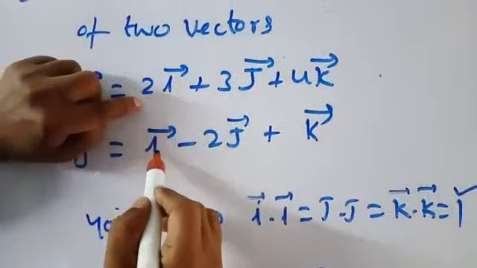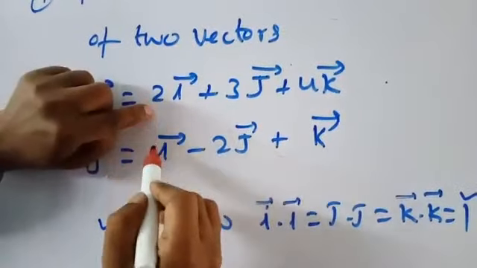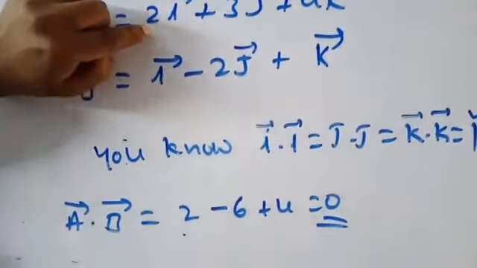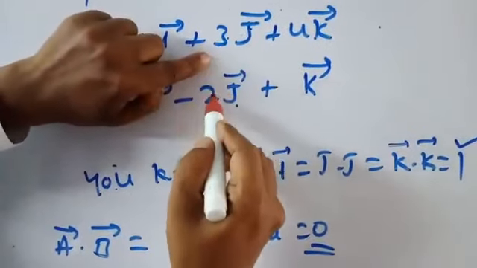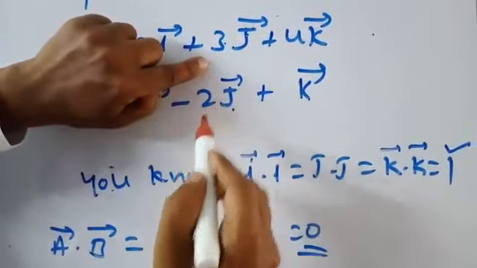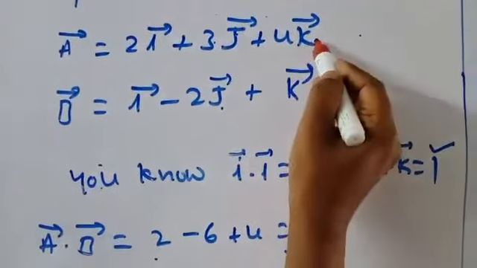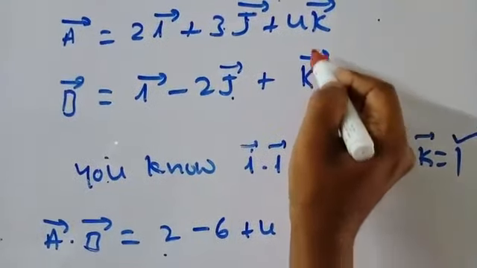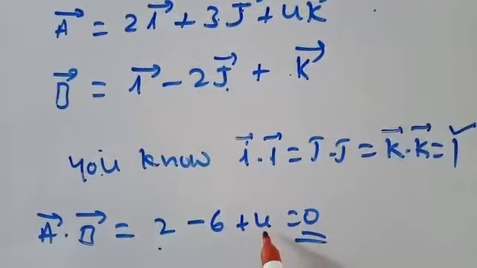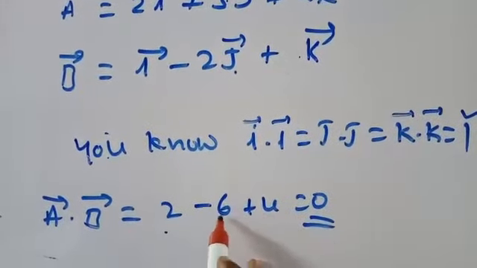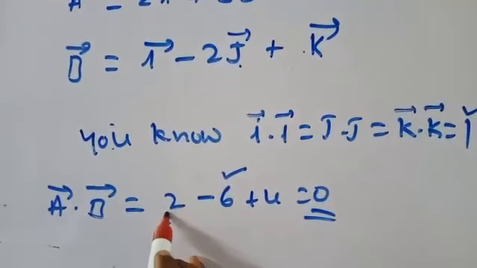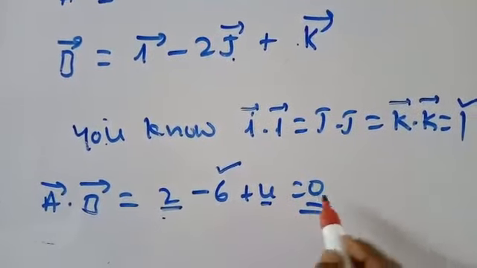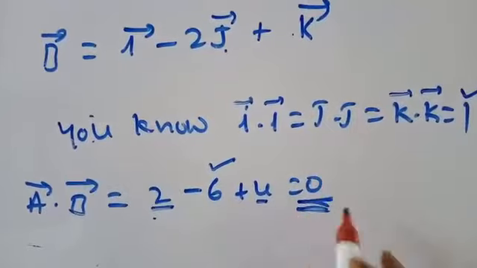I into I is equal to 1, so 2 into 1 is equal to 2. J into J is equal to 1, so 3 into minus 2 is equal to minus 6. K into K is equal to 1, so 4 into 1 is equal to 4. Now 2 plus 4 is 6, and minus 6, so plus 6 and minus 6 both cancel. The answer is 0.